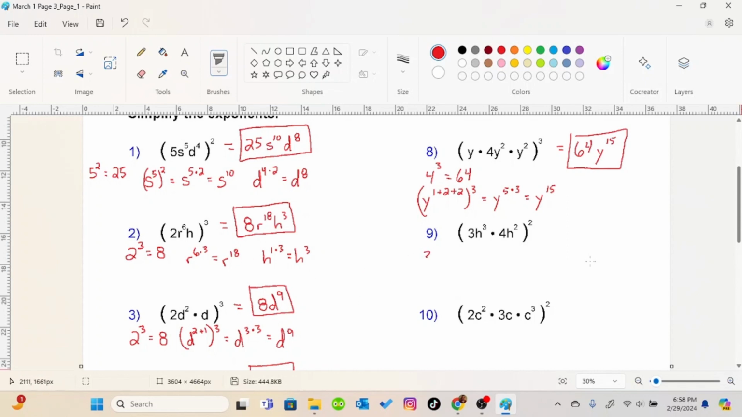Number 9. We have 3 times 4, and then we're going to square that. 3 times 4 is 12, and 12 squared is 144. Then we have h to the 3 plus 2, and we're going to square that. 3 plus 2 is 5, and now we're going to multiply that 5 times 2, and we get h to the power of 10. So when we combine, the answer is 144 h to the power of 10.